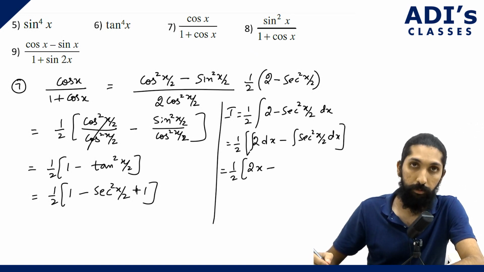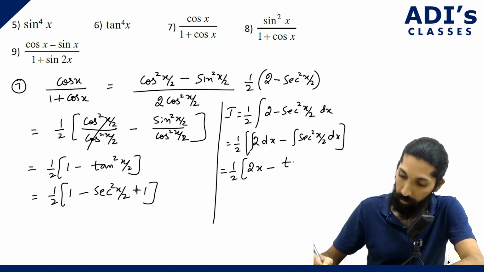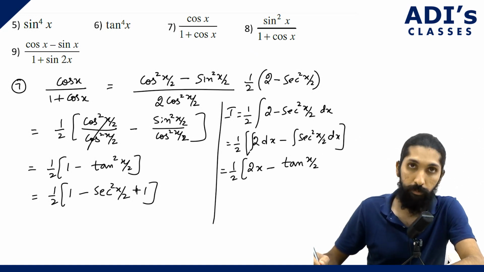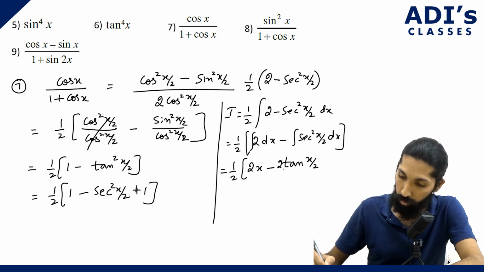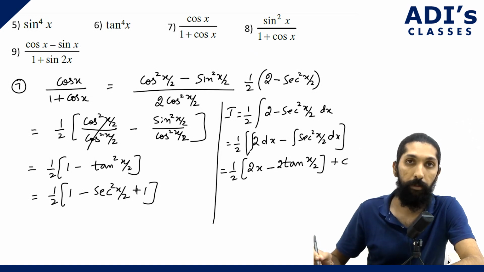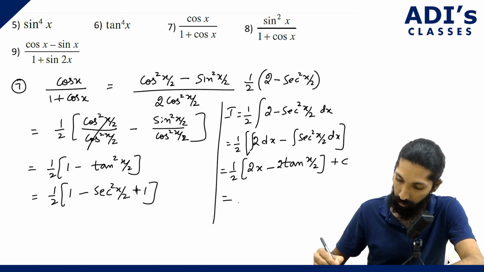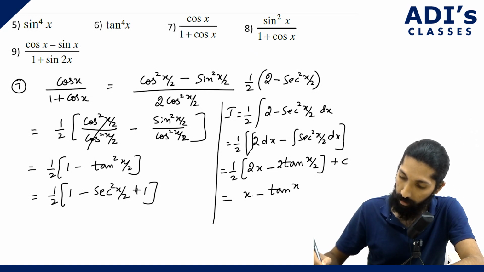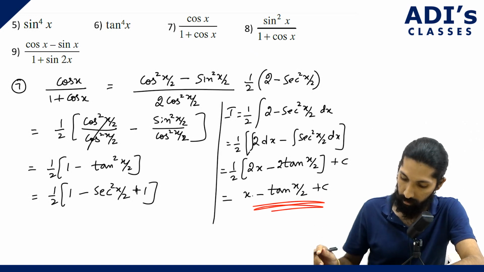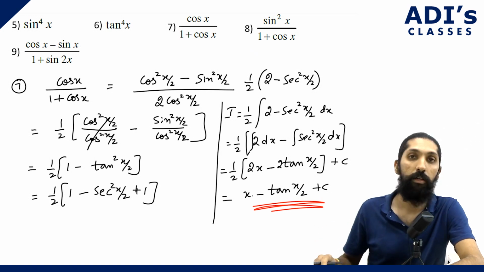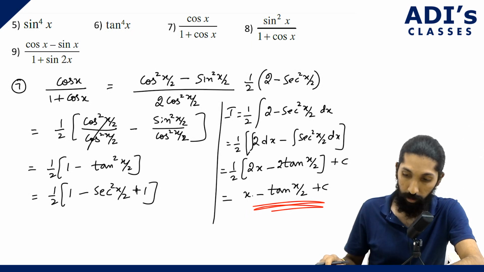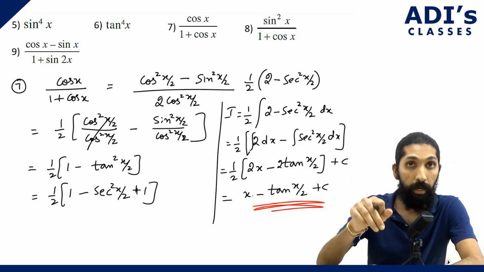Correct? This is going to become tan of x by 2 divided by x by 2, which basically becomes 2 plus c. Now divide this, you will get the answer as x minus tan x by 2 plus c. This is the answer for the 7th one. Understood? Let's do the 8th question now.